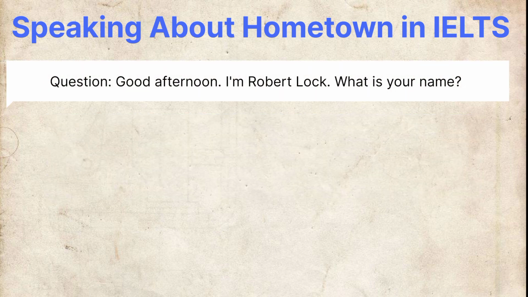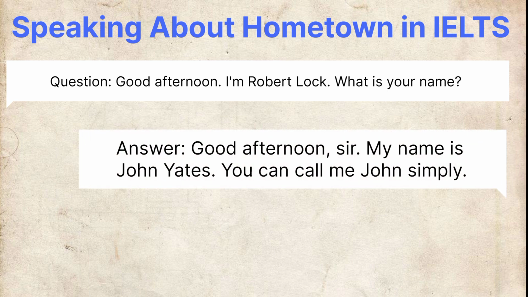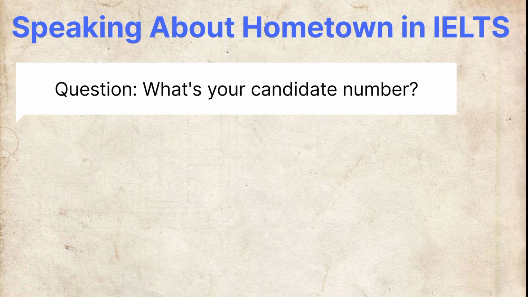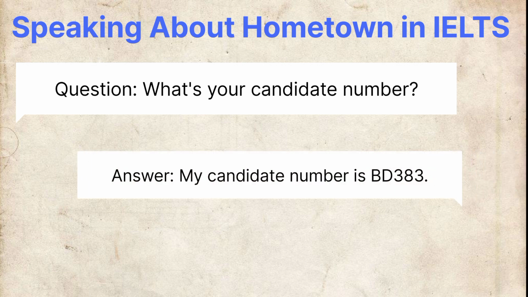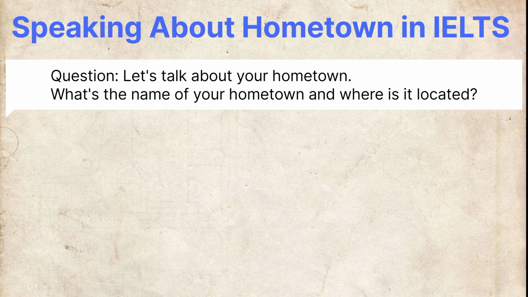Question 1. Good afternoon, I'm Robert Locke. What's your name? Answer. Good afternoon, sir. My name is John Yates. You can call me John simply. Question 2. What's your candidate number? Answer. My candidate number is BD383.